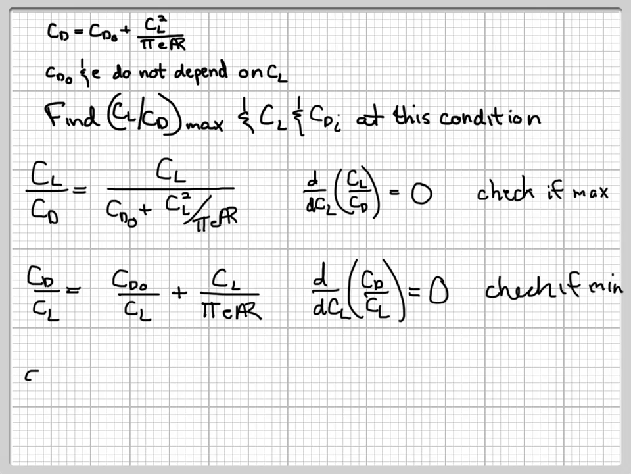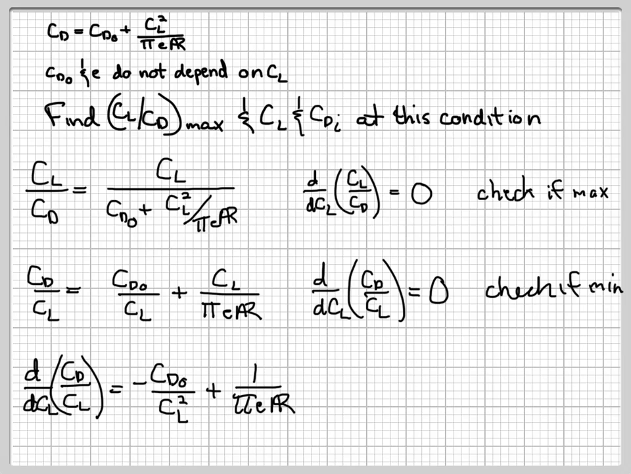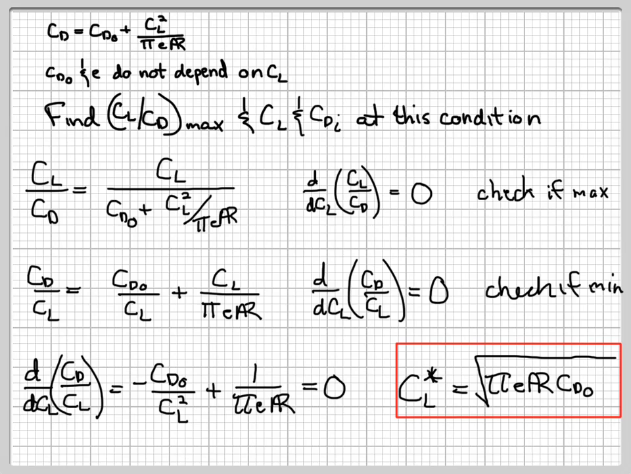So when we do that, the first term produces CD0 over CL squared with a minus sign, and then the second term just produces 1 over pi e aspect ratio. And then we need to set that to 0, so we're going to be trying to find the CL which makes that 0. I'm going to call that CL star, for the CL at the maximum lift to drag, or minimum drag to lift in this case. And it's easy to see then that the CL that does that is equal to the square root of pi e aspect ratio times CD0. Okay, so that's the first part of the problem.